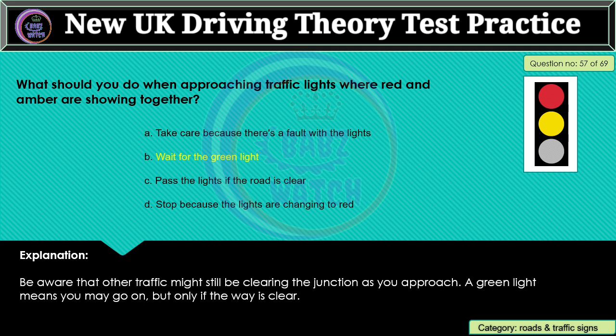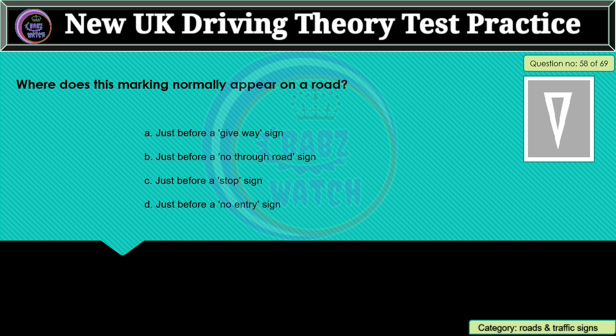Explanation: be aware that other traffic might still be clearing the junction as you approach. A green light means you may go on, but only if the way is clear. Question 58 of 69. Where does this marking normally appear on a road?